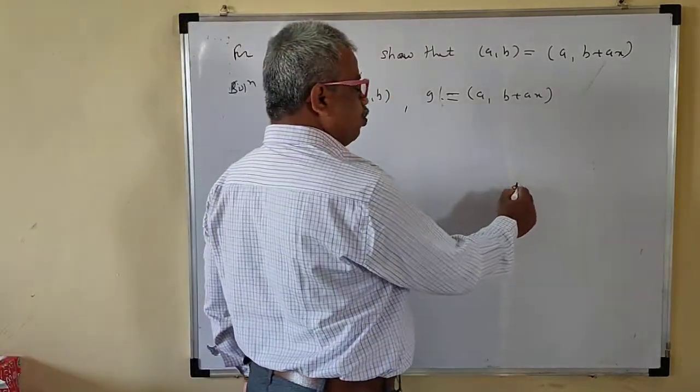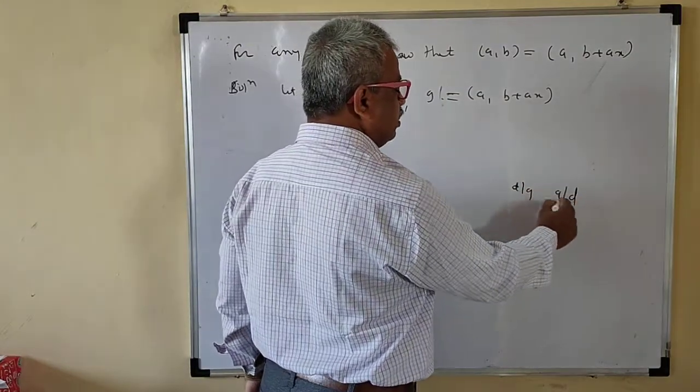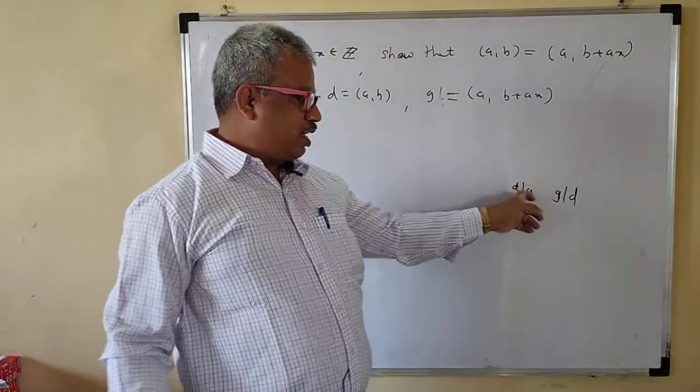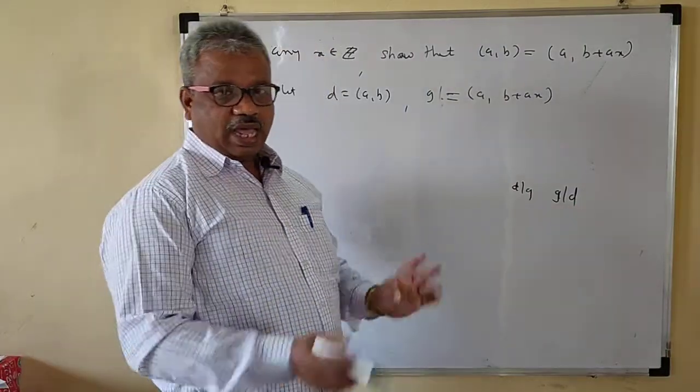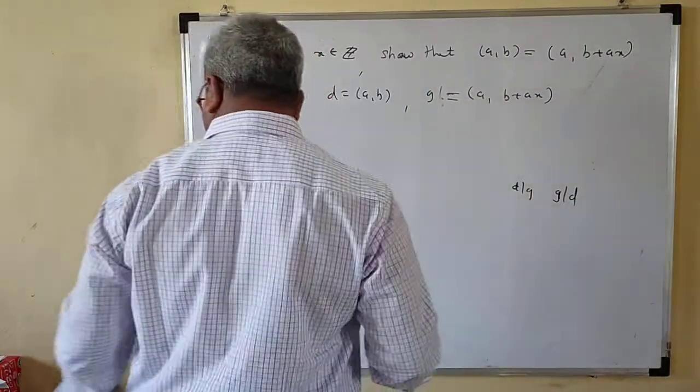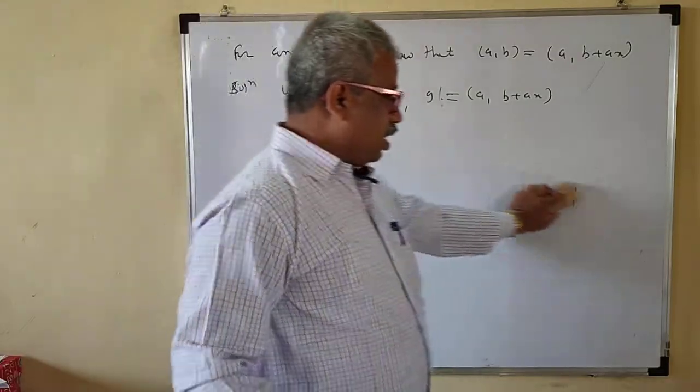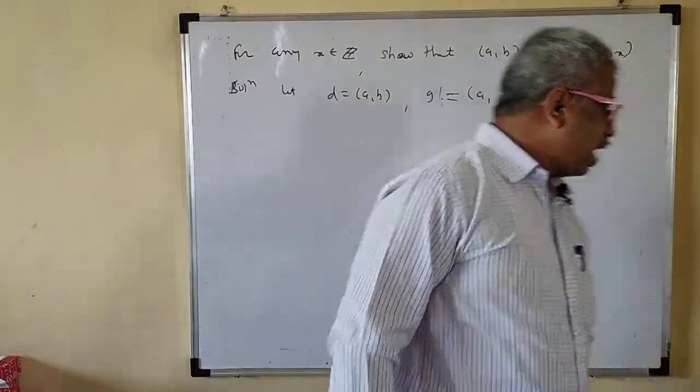That means you have to prove that d divides g and g divides d. They are divisors of each other. That we have to prove. Then they will be equal. Okay. So we'll try to prove this one.